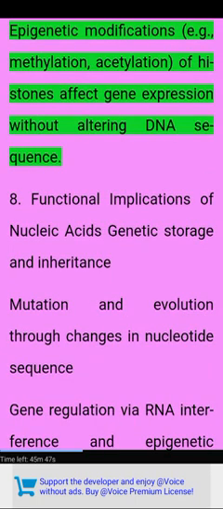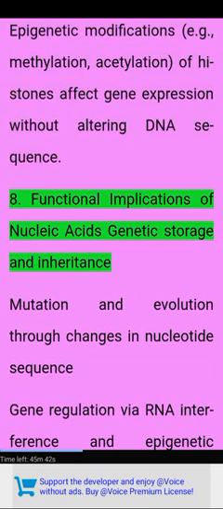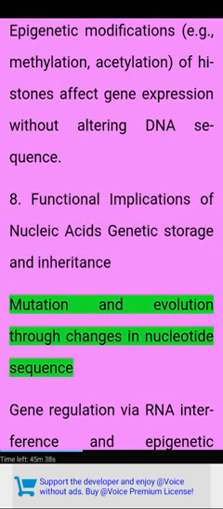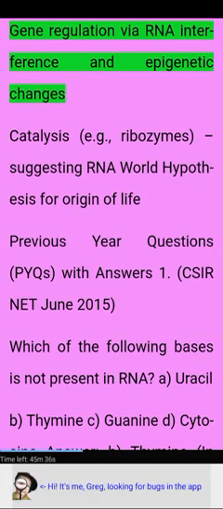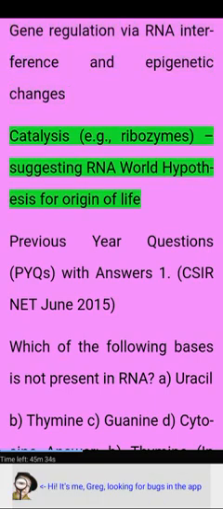Epigenetic modifications, e.g., methylation and acetylation of histones, affect gene expression without altering the DNA sequence. 8. Functional implications of nucleic acids: genetic storage and inheritance. Mutation and evolution through changes in nucleotide sequence. Gene regulation via RNA interference and epigenetic changes. Catalysis, e.g., ribozymes, suggesting the RNA world hypothesis for the origin of life.